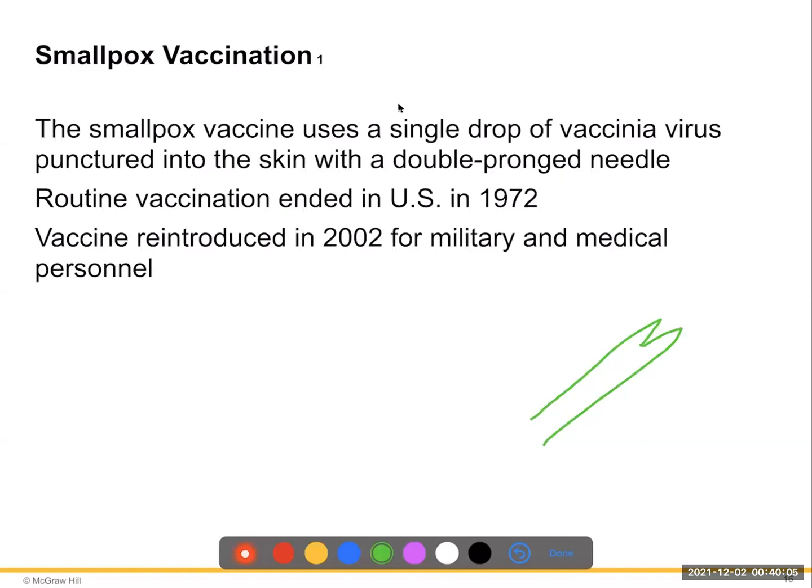Everybody born before 62, 63 has a scar on their shoulder from the smallpox vaccine where they were given that. Routine vaccination ended in 1972 in the United States. So I guess it was 72 they stopped doing the vaccine. Vaccine reintroduced in 2002 for some military and medical personnel because they were afraid some people that we were fighting against had actually kept the virus in the laboratory and could release that onto our military.